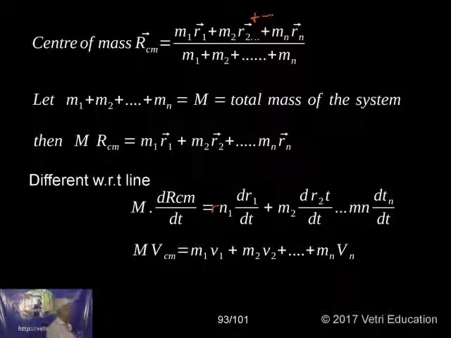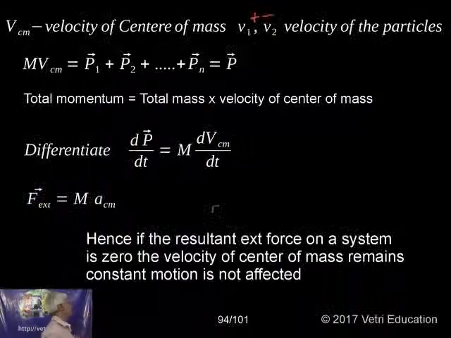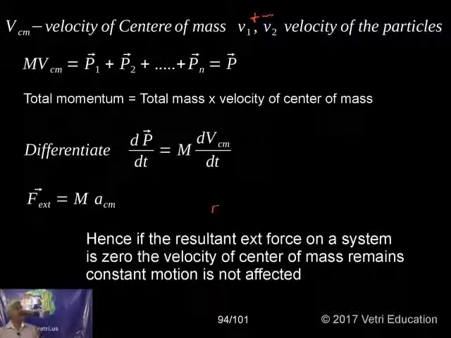We know the rate of change of displacement will give velocity. Therefore, M V_CM equals m1 v1 plus m2 v2 plus m3 v3, etc. That is, the total mass into the velocity of the center of mass equals m1 times the velocity of the first particle plus m2 times the velocity of the second particle, and so on up to mn vn. This is a simple system for the center of mass. V_CM is the velocity of the center of mass, and v1, v2 are the velocities of the particles.